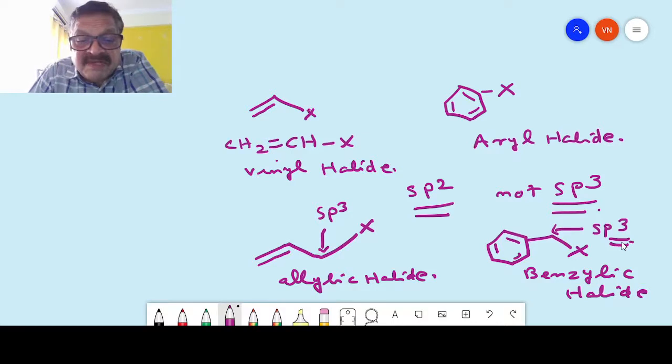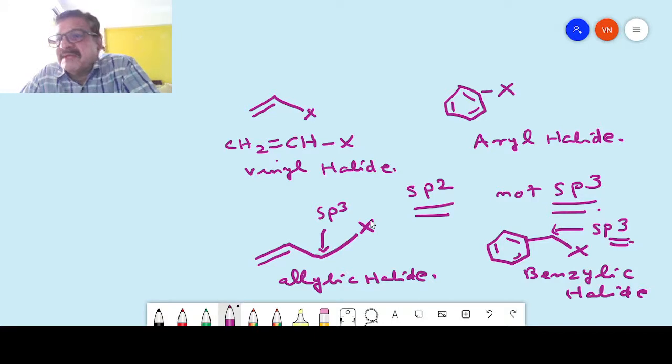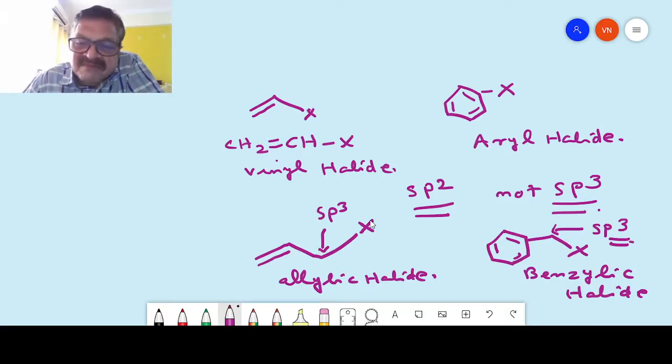So these compounds will take part in the nucleophilic substitution reactions just like any other alkyl halides, because the carbon atom should be an sp3 hybridized carbon atom. Allylic and benzylic halides all have an sp3 hybridized carbon atom here.